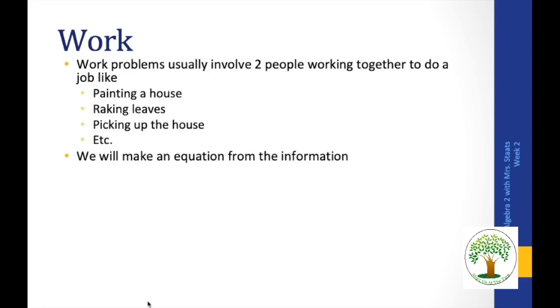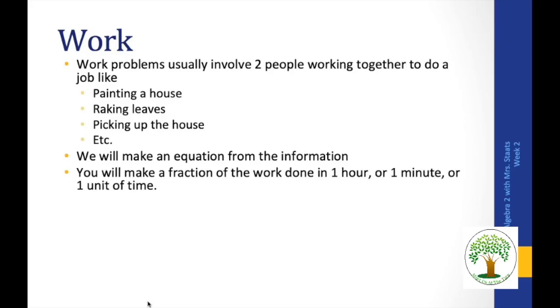When we do that, we're going to make an equation from the information. Here's a tip to help you make your equation. You might want to write this down. You're going to make a fraction. A fraction of the work done in either 1 hour or 1 minute or some unit of time. Most of the time it will be hour, minute, second, some unit of time. The key is that we're going to make a fraction. It's really important that you remember that. The cool thing is that your calculators will add fractions for you, not a problem.